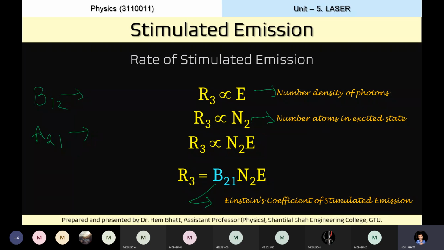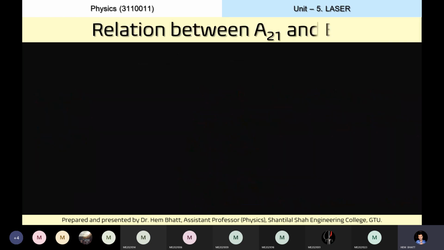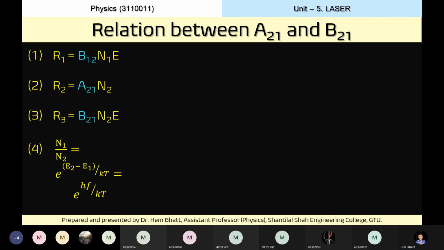Okay. So now we have three equations. Let us go to the derivation part now. Now we will derive the relation between A21 and B21, that is spontaneous emission and stimulated emission. So how many equations do we have? Three equations we have: the equations of R1, R2, R3. What is the fourth equation? As I said earlier, you will have to accept this. This is the Boltzmann distribution law.